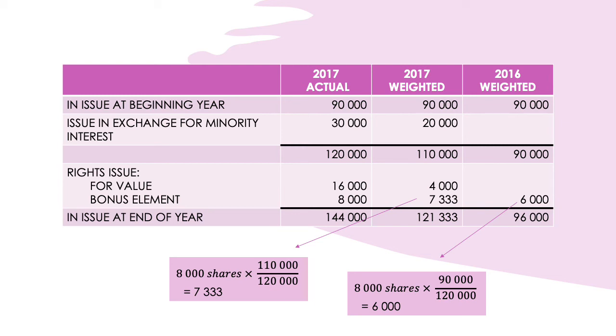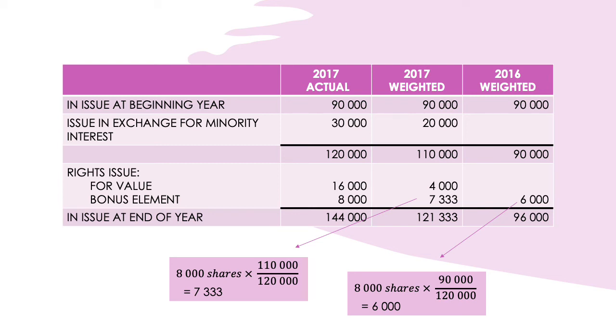We have to go and almost restate the bonus element to be in line with the number of shares that we had before the rights issue took place. So that 8,000 corresponds with the 120,000 in the 2017 actual column. But if we go and look at the 2017 weighted column, immediately before the rights issue, we had 110,000 shares in issue and not 120,000 shares in issue.